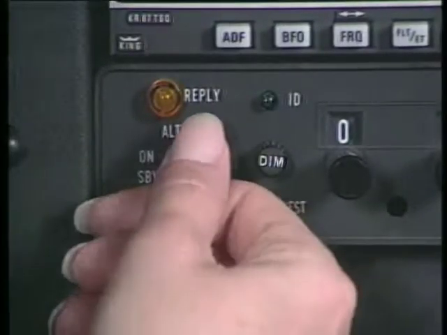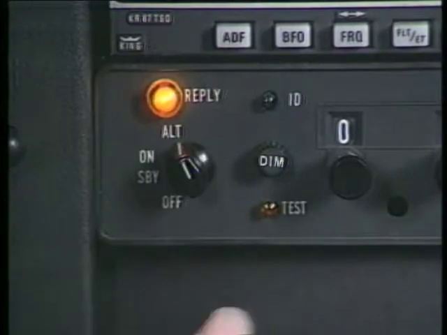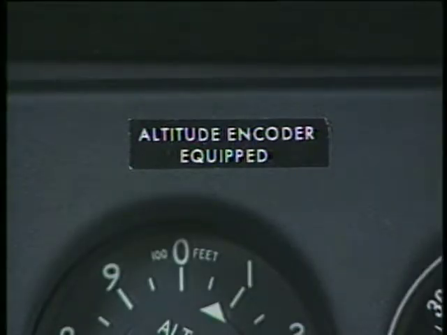When you select on, the transponder begins to reply to interrogations from radar sites. This setting is sometimes referred to as the normal or Mode A setting. The altitude or Mode C setting is selected by turning the knob to ALT. If your aircraft has automatic altitude reporting equipment, your altitude will be displayed on the controller's screen.